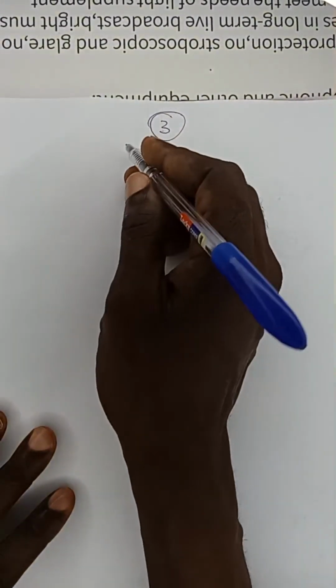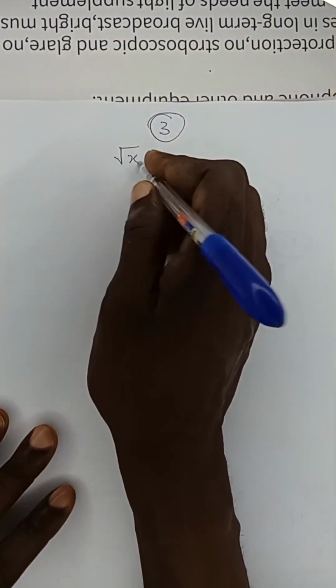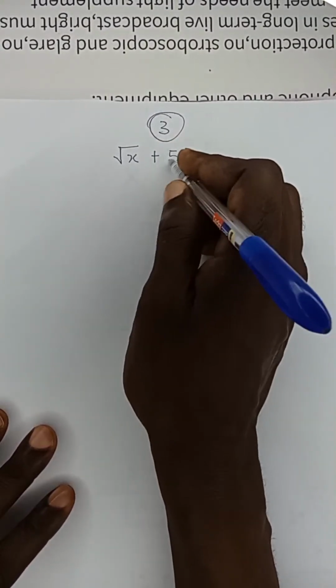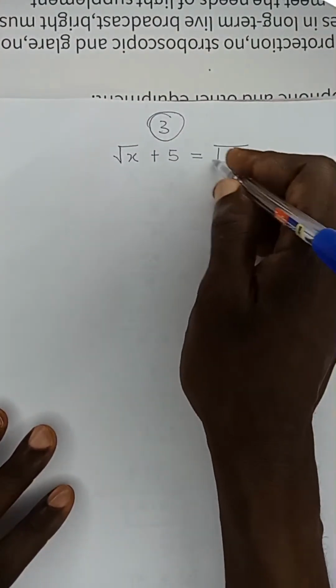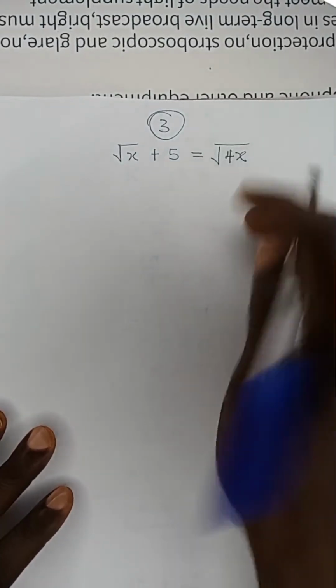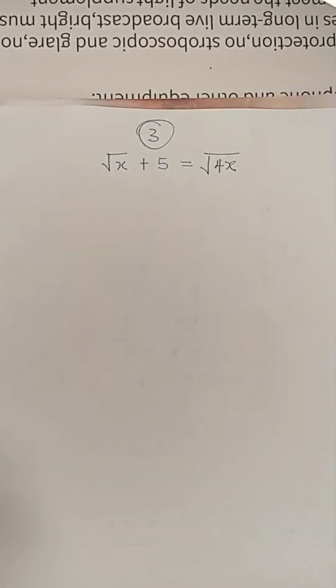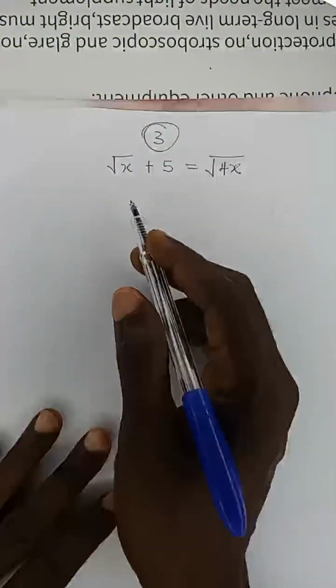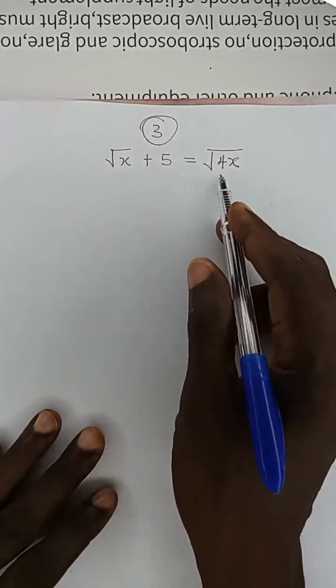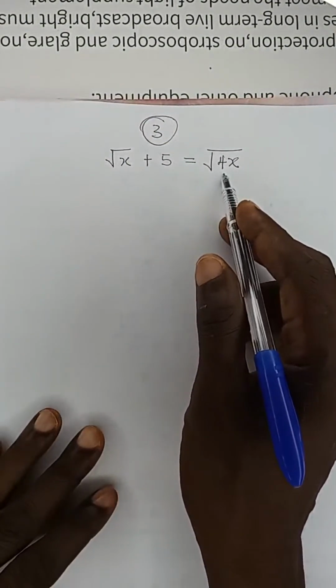Let's say we have something like root x plus 5 equals root 4x. This is what we have, and the question is, you should find x. You have to find x. Now, this is what we do. We can bring those terms with x together. But before we do that, we can find the square root of 4.